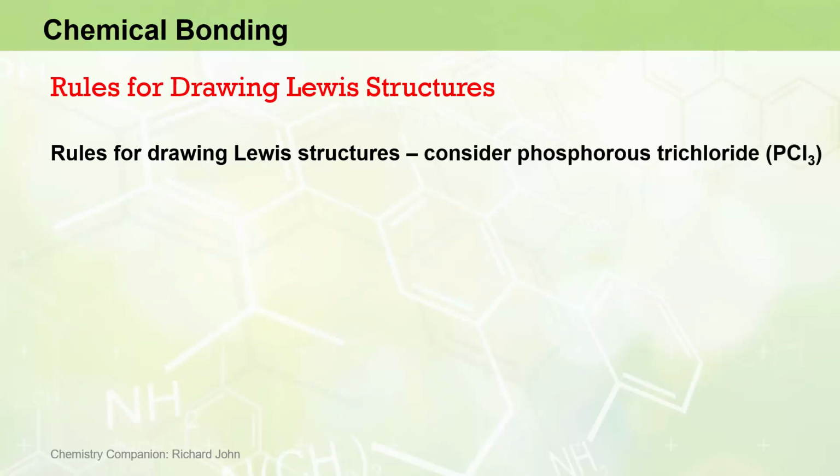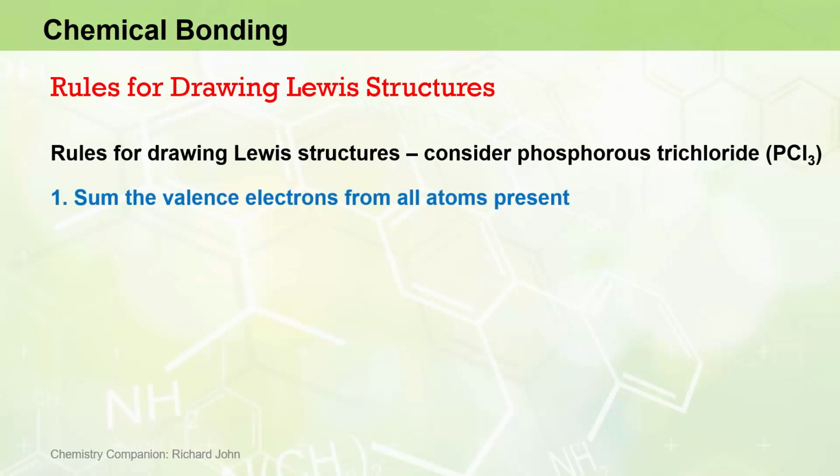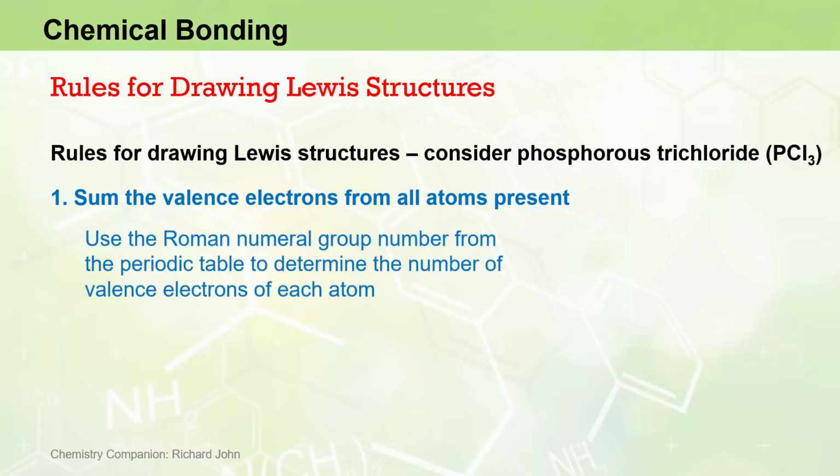These rules are best demonstrated by example, so we will use them to construct a Lewis structure for the polyatomic molecular compound phosphorus trichloride, PCl3. So the first thing we do is sum up all the valence electrons from all the atoms in the molecular formula. And the best way to do this is to use the Roman numeral group number from the periodic table to determine the number of valence electrons for each atom.